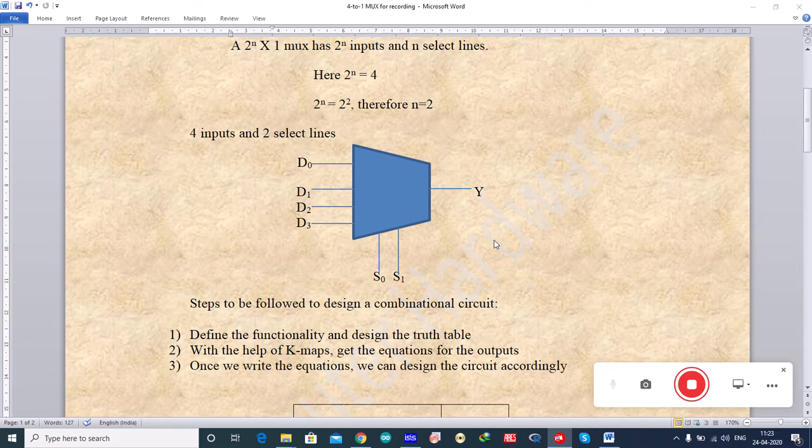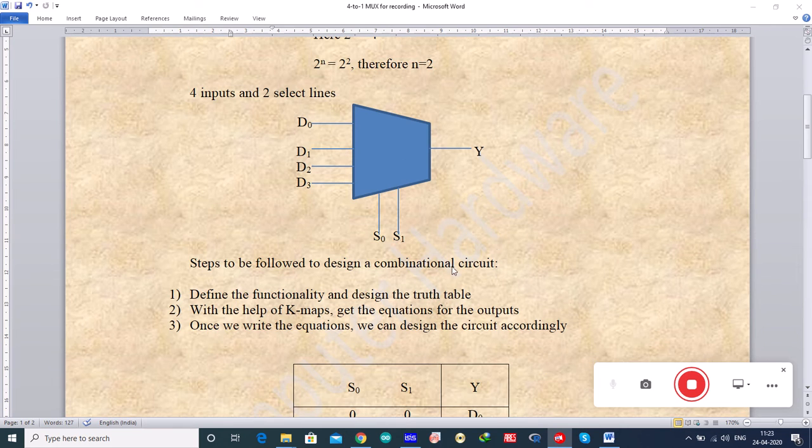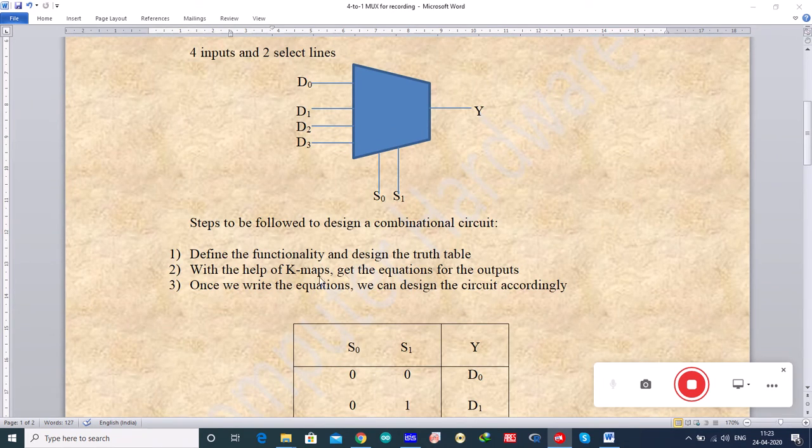We have discussed in the earlier lectures that whenever you are going to design a combinational circuit, we will follow certain steps. The first step is we need to define the functionality and design the truth table. Once you write the truth table, with the help of K-maps we'll try to write the equations for the outputs. And once we have the equations in our hand, it is easy to design the circuit. That is the last step.